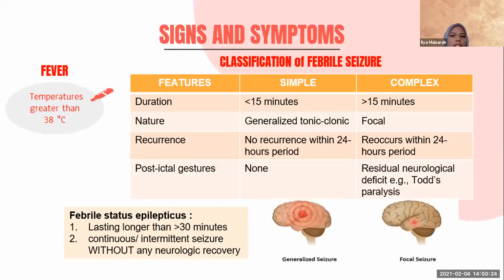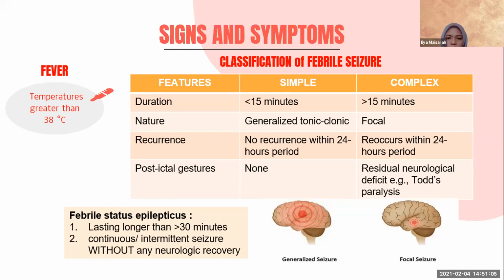Next, for the signs and symptoms. For the fever, the temperature will be greater than 38 degrees Celsius. And for the febrile seizure, I put the signs and symptoms based on the classification, which we have simple and complex febrile seizure. The duration of the simple febrile seizure is less than 15 minutes, where most of the time it will stop spontaneously after 2 to 3 minutes, and it rarely goes beyond 10 minutes. For the complex, it will be more than 15 minutes.